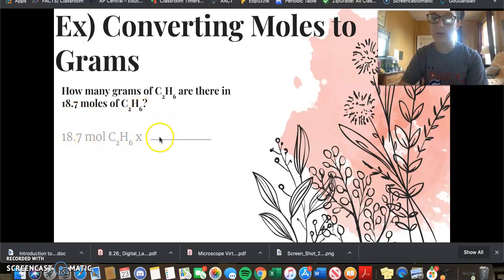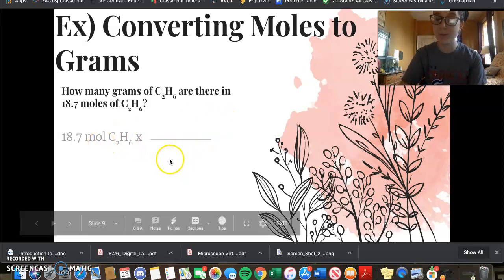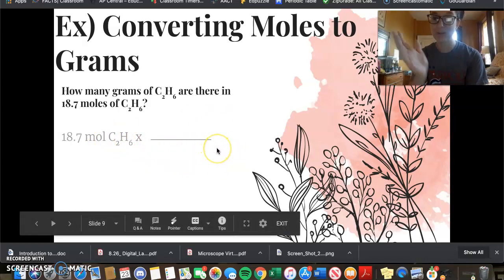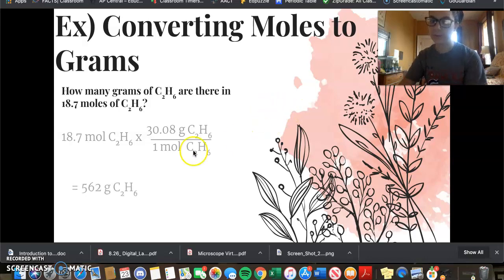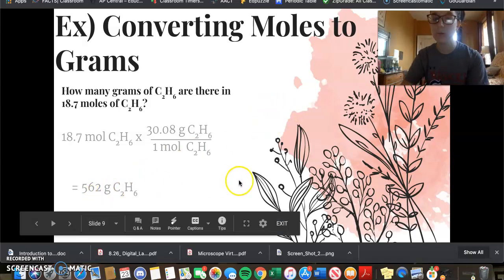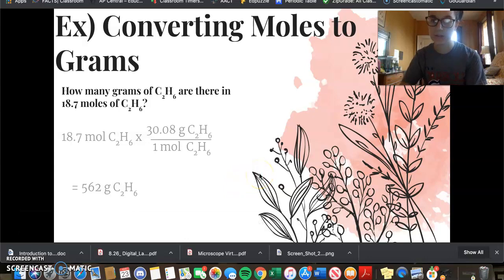So for our conversion, for dimensional analysis, what needs to be in the numerator and what needs to be in the denominator? We want to cancel out moles, so ultimately we want moles in the denominator. So that grams per mole, we're actually going to be multiplying by, because per mole means in the denominator. So we're going to multiply by 30.08 grams divided by 1 mole. And we get 562 grams of C2H6.